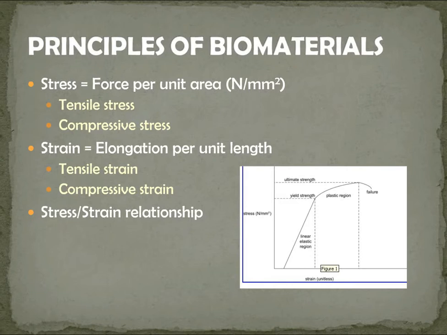So stress is force per unit area, and strain is elongation per unit length with no final unit, and it can be assessed either using tensile or compressive forces. And then we get the stress-strain relationship, for which we have the linear elastic region with a proportional increase in strain as we increase stress, up to a yield strength, at which point the material starts to develop plastic deformation or yielding, and finally failure.